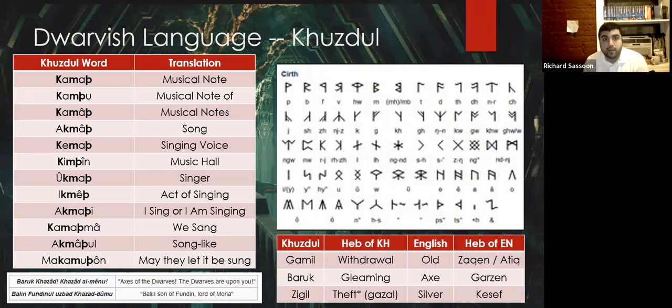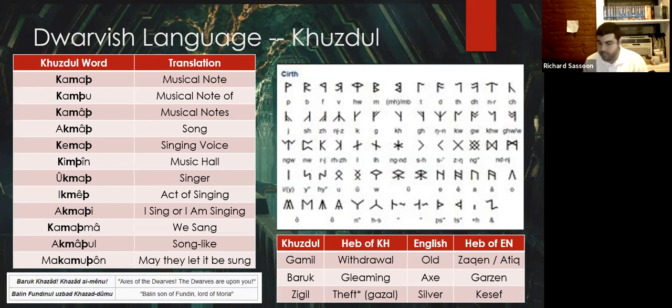In the same way, Khuzdul is very similar to Hebrew in its construction in this sort of Semitic way, and is sort of a representation of the relationship with the Jewish people.